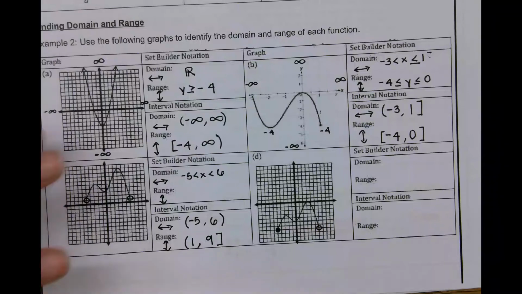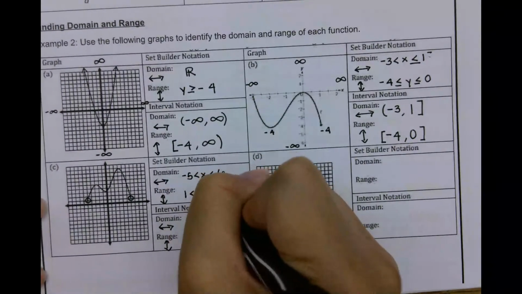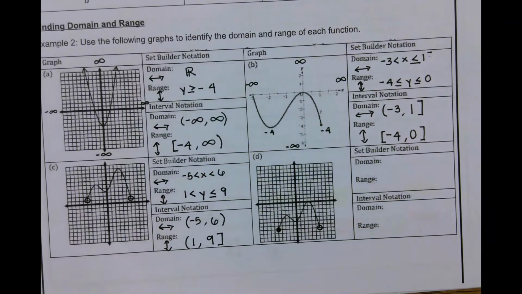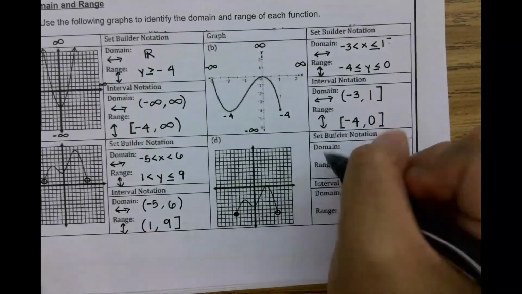Okay, and in set builder notation, that would be 1 less than y, less than or equal to 9. Why? Because we're talking about ranges. Okay. So D, again, domain, left and right.